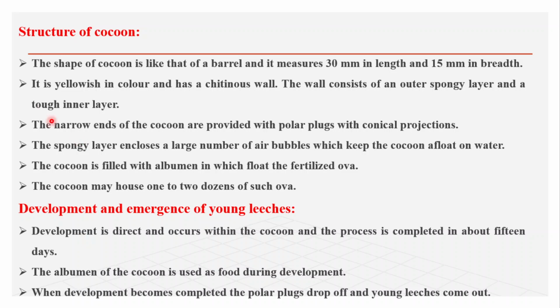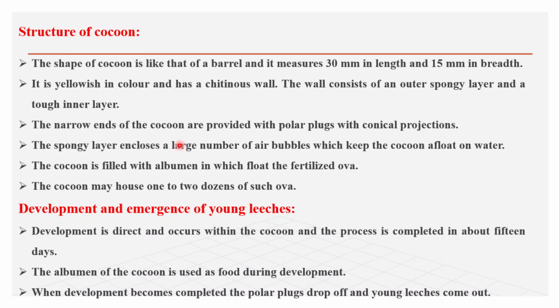Now, structure of the cocoon. How does the cocoon look? The shape of the cocoon is like that of a barrel, and it measures 30 millimeter in length and 15 millimeter in breadth. It is yellowish in color and has a chitinous wall. The wall consists of an outer spongy layer and a tough inner layer. The narrow ends of the cocoon are provided with polar plugs with conical projections.